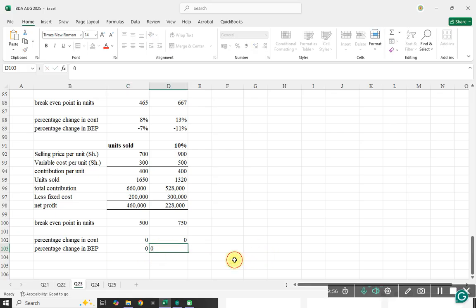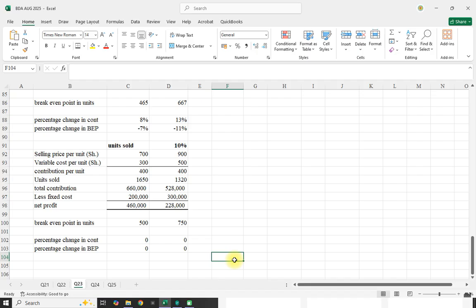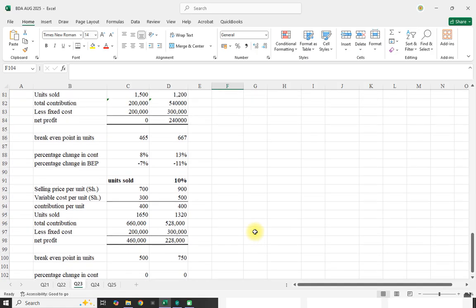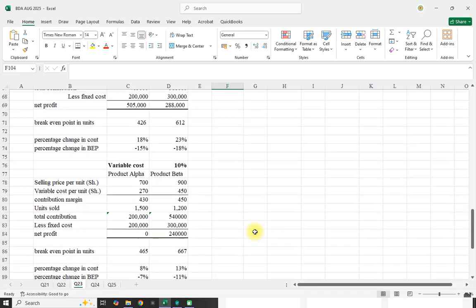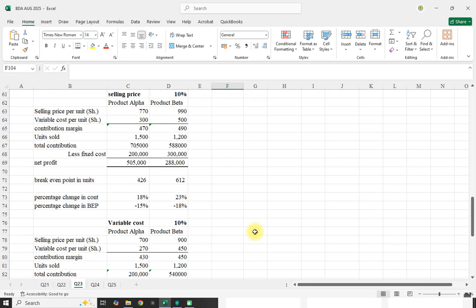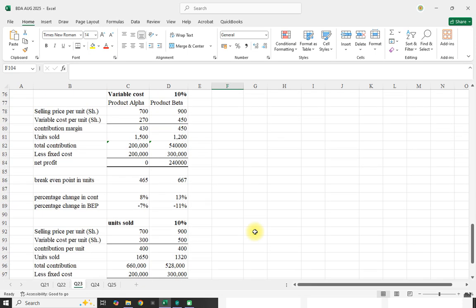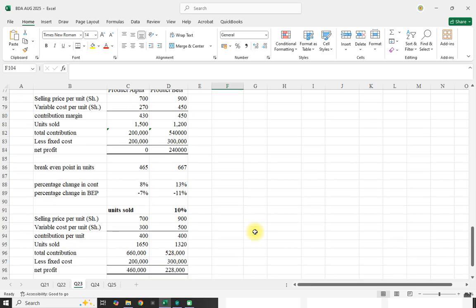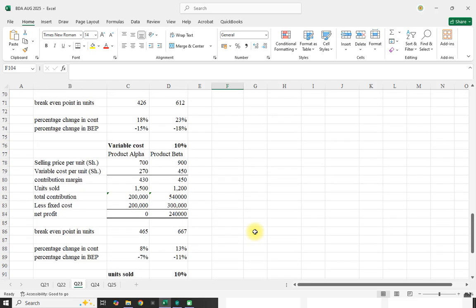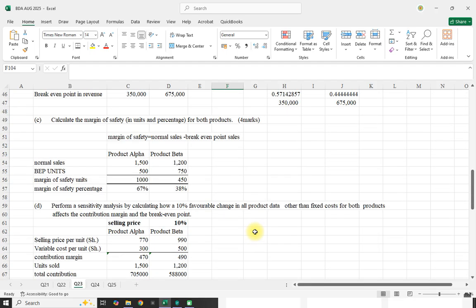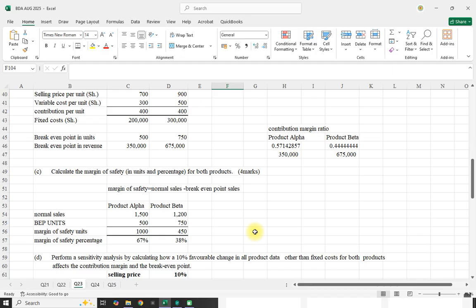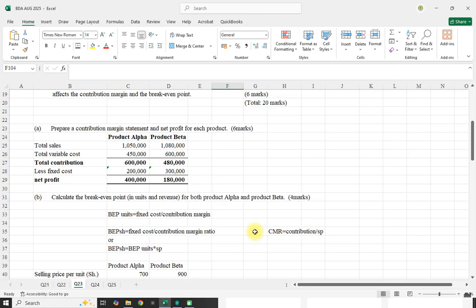It will be 0 because there is no connection between the units sold and the break-even point. That is how that question was supposed to be done. So the key thing was the selling price and the variable cost. You just need to see how the change will affect the break-even point in units and even the contribution margin, how sensitive they were to a change of 10%.